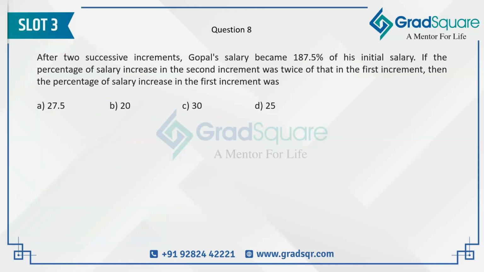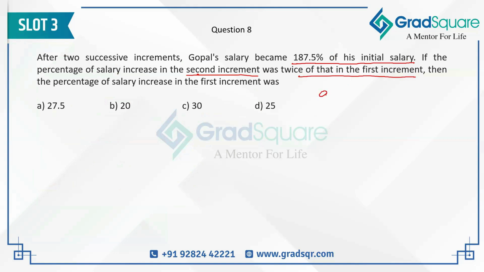Okay, let's look at question number 8. After two successive increments, Gopal's salary becomes 187.5 percent of the initial salary. That means there is an increase of 87.5 percent of the initial salary, if the percentage of the salary increase in the second increment was twice that of the first increment.